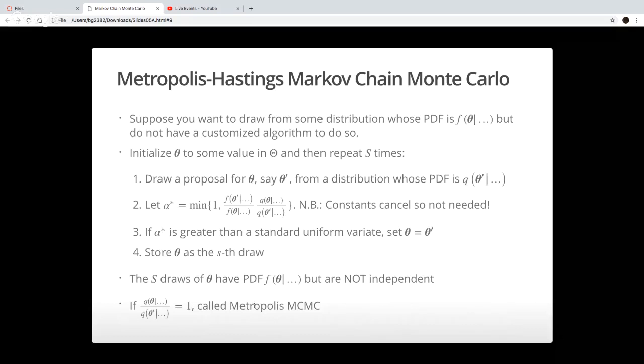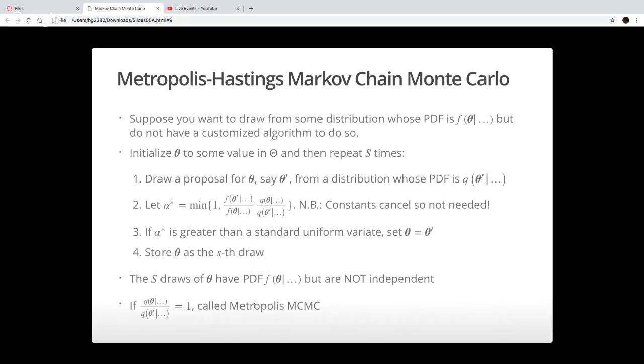And then in step 3, if alpha star is greater than a realization from a standard uniform distribution, set the current value of theta equal to the proposed value, theta prime. If alpha star is less than a realization from a standard uniform distribution, then keep theta the same as it was the previous step in this Markov process. And then in the 4th step, within the sth step, store theta, which could be either your previous value of theta or your proposed value of theta, depending on alpha star and your realization from the standard uniform, as the sth draw in, let's say, an S by K matrix that's holding these draws from the posterior distribution.